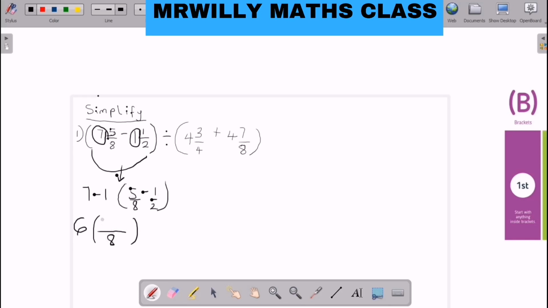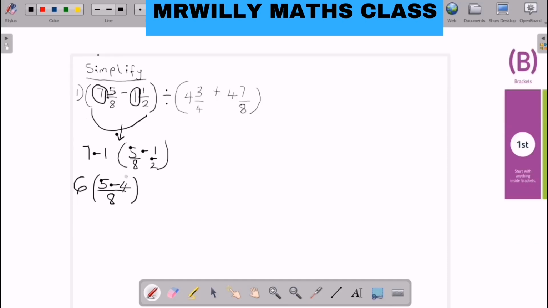How many 8 can you see in it? That will be 1. 1 times 5, you are still going to have your 5 minus. So 2 in 8 is 4, and 4 times 1 is 4. So now we'll move on. You still have your 6, and 5 minus 4 is 1 over 8. Now that we have done this, we go to the second fraction.